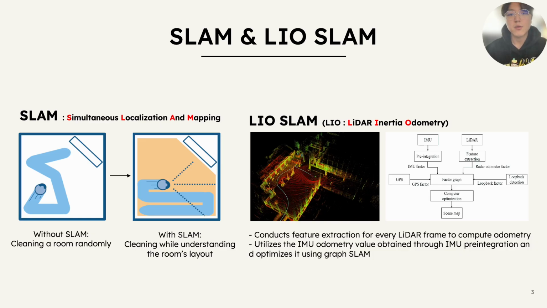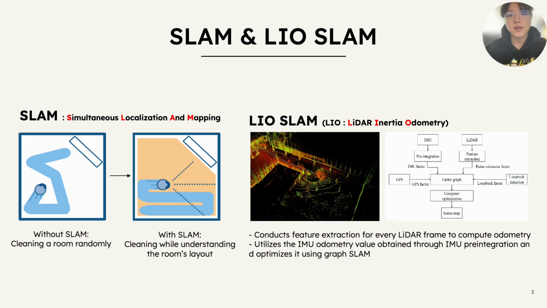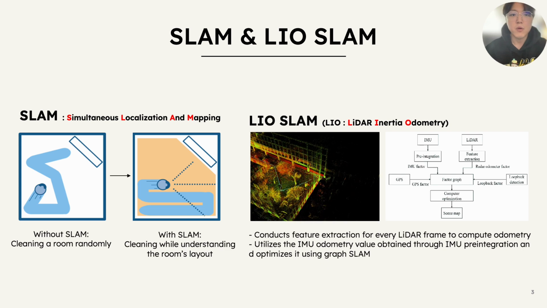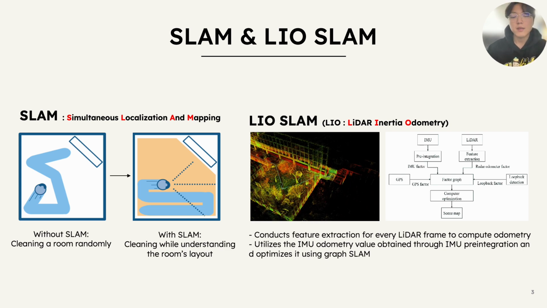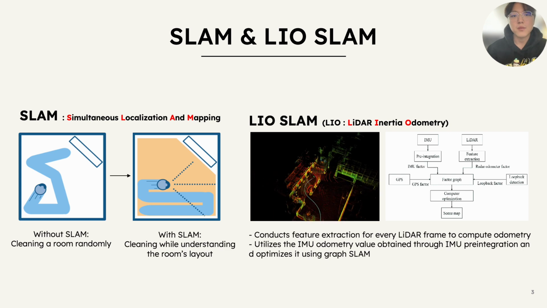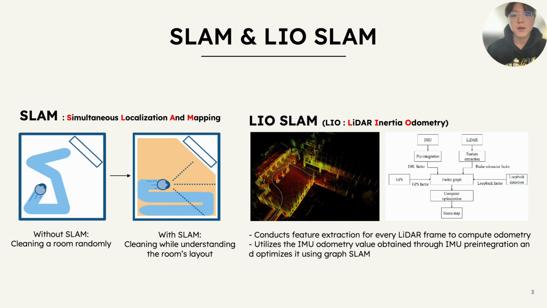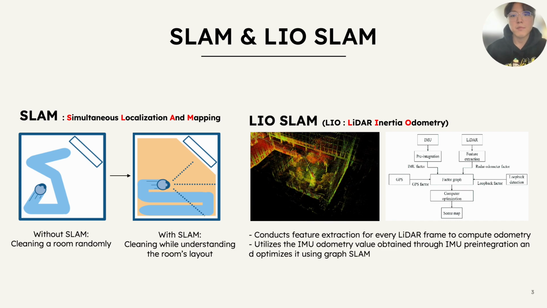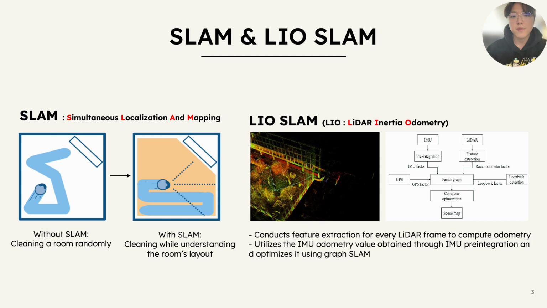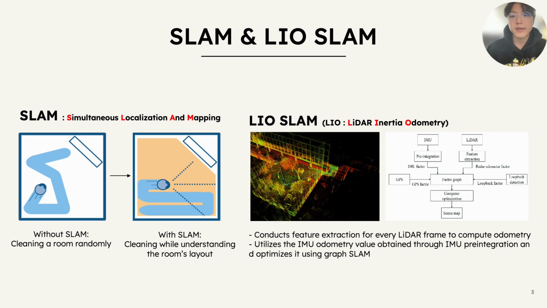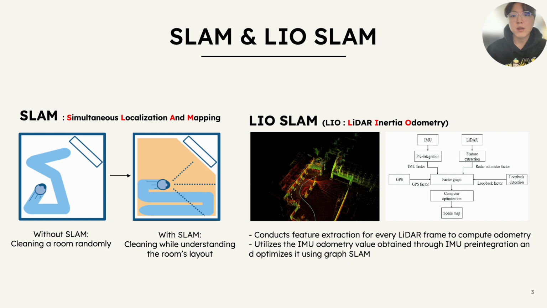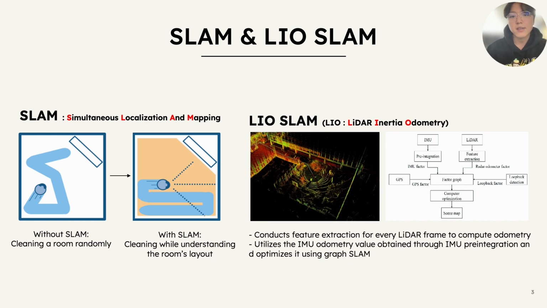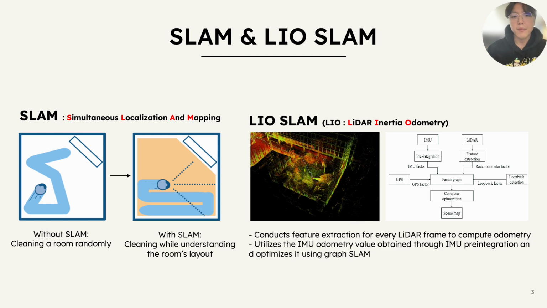SLAM, or simultaneous localization and mapping, is a technology that enables a system, like a robot or vehicle, to create a map of an environment in real time, while simultaneously determining its own position within that environment. LeoSLAM is an advanced SLAM system that adopts the traditional LOAM approach. It conducts feature extraction for every LiDAR frame to compute odometry. But in addition to this, it utilizes the IMU odometry value obtained through IMU integration and optimizes it using GraphSLAM, creating a map.